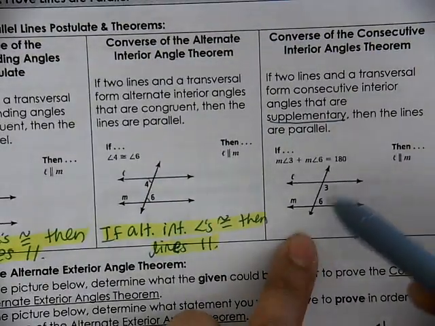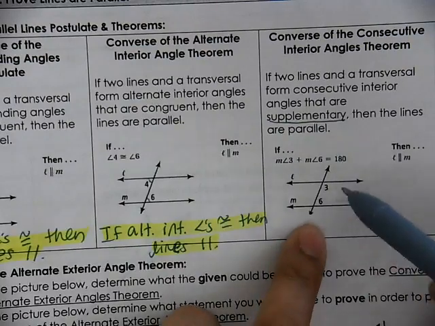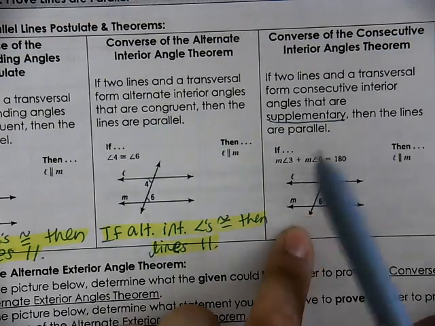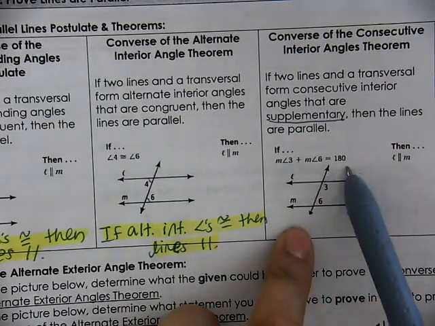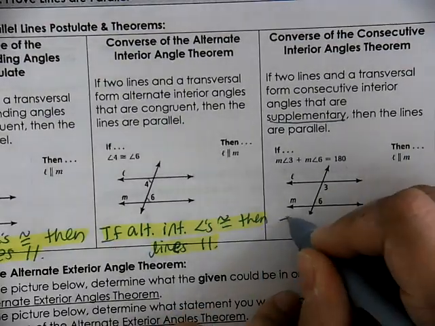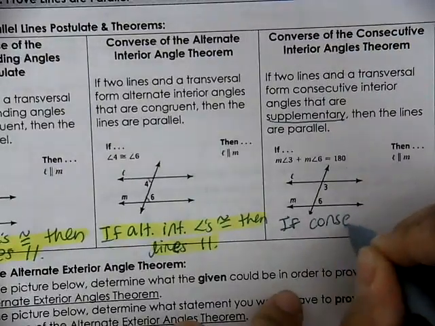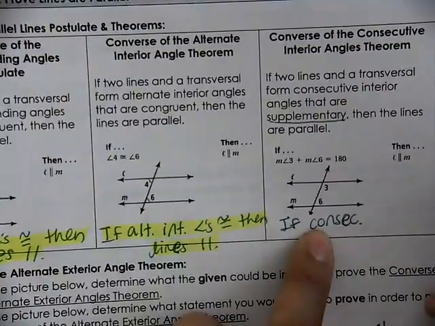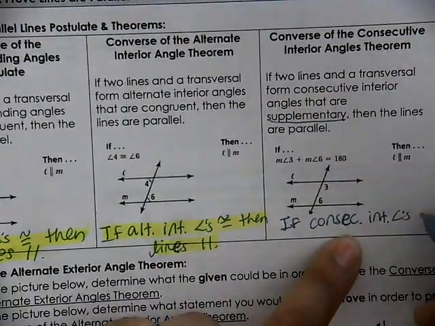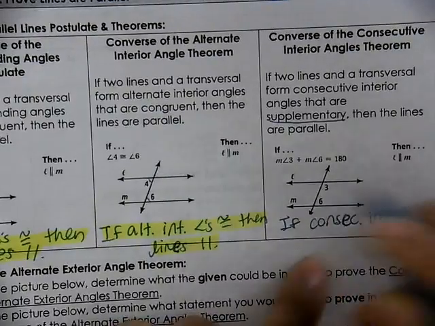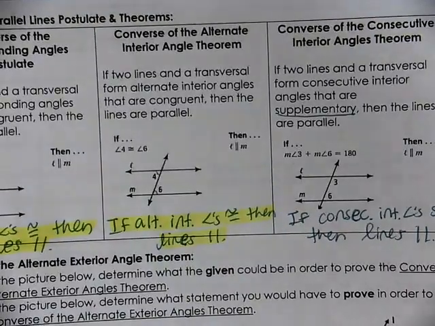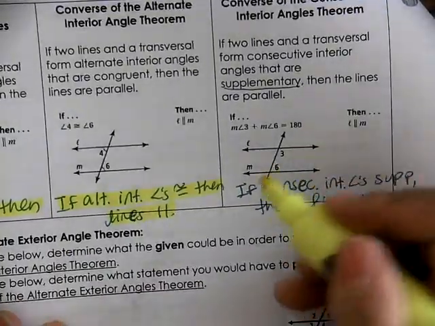So again, this time they're not telling us that they have congruent angles. We don't know that they're congruent. Instead, it's saying that if like angles 3 and 6 were supplementary, or that the measure of angle 3 plus the measure of angle 6 is equal to 180, that's enough to show then that the lines are parallel. Okay, so this would say if consecutive, and you could abbreviate consecutive even just CONS. I just wrote a little bit more than that. Interior angles supplementary, I'm not writing congruent, then lines parallel. Okay, and that's the third one that we just saw.